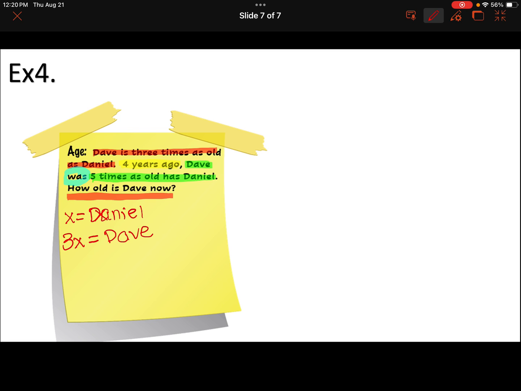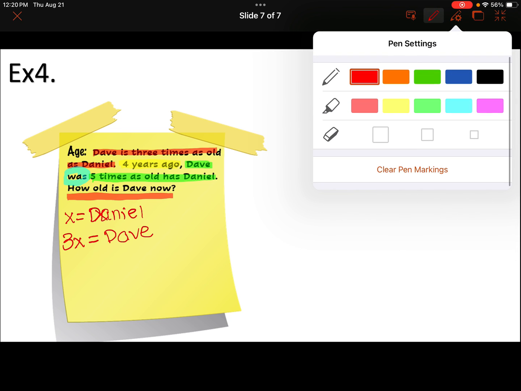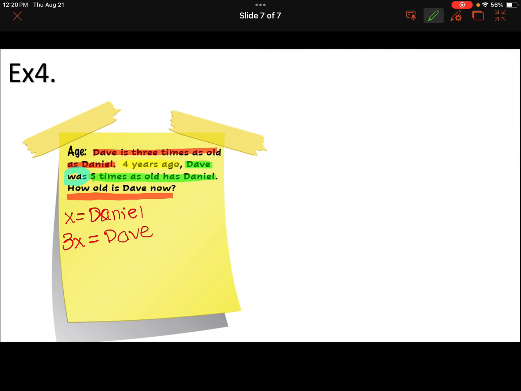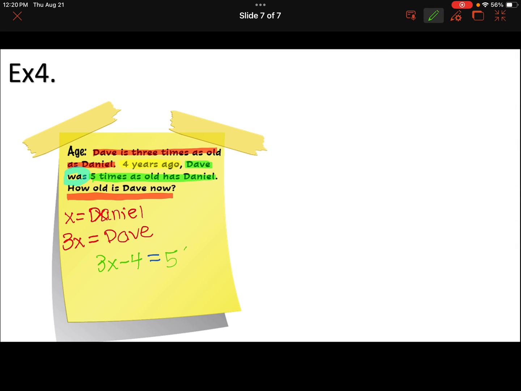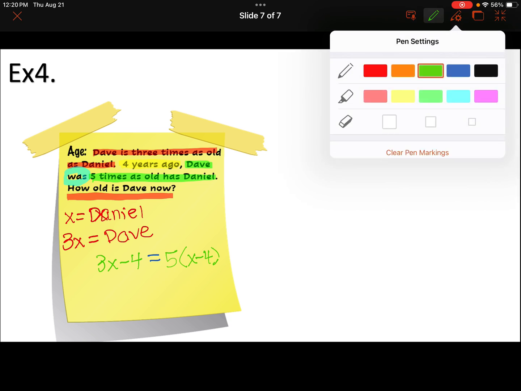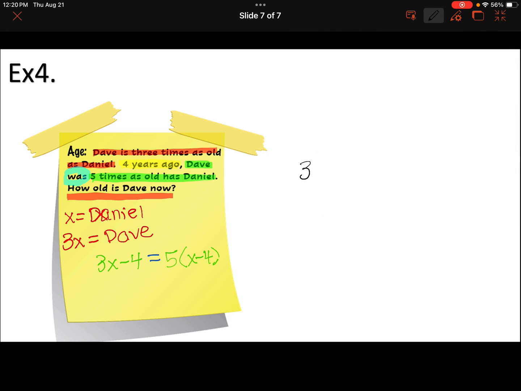4 years ago, so that means we're going back in time. Take Dave, who is 3x, and send him back 4 years, so 3x minus 4. That's going to be the same as 5 times Daniel 4 years ago. Daniel 4 years ago would be x minus 4. We have our equation. Now let's solve. 3x minus 4 equals 5x minus 20.